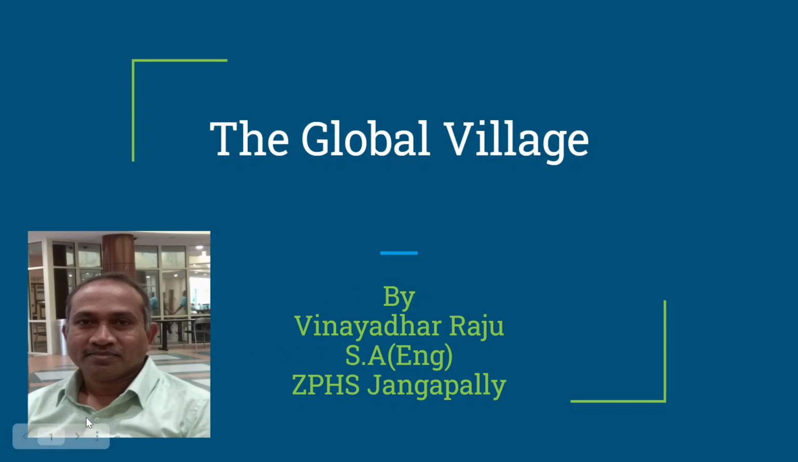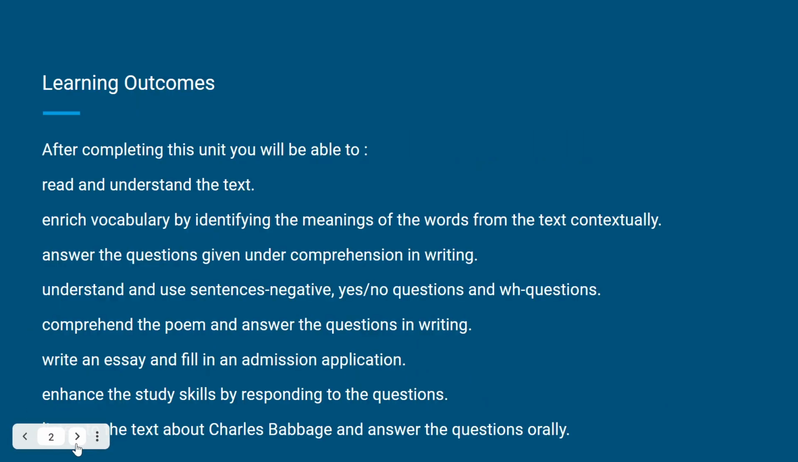Now let us move on to our today's lesson. So the learning outcomes of today's digital lesson is that after completing this unit you will be able to read and understand the text. Enrich the vocabulary by identifying the meanings of the words from the text contextually. So what do you mean by that, understanding the meaning of the words contextually?